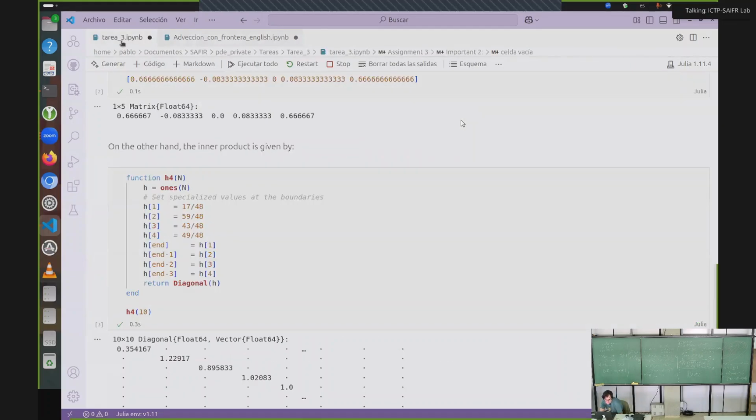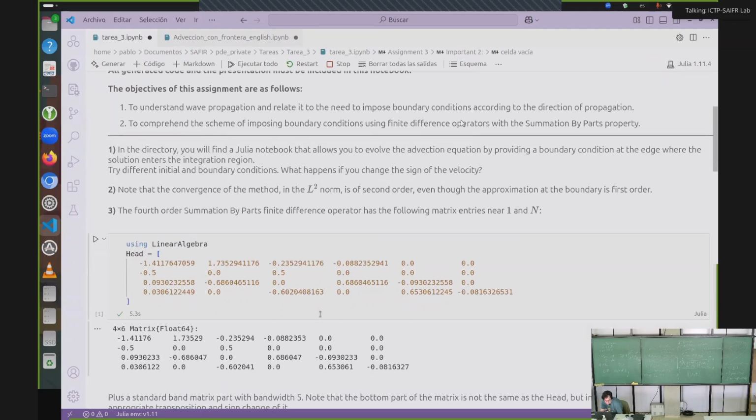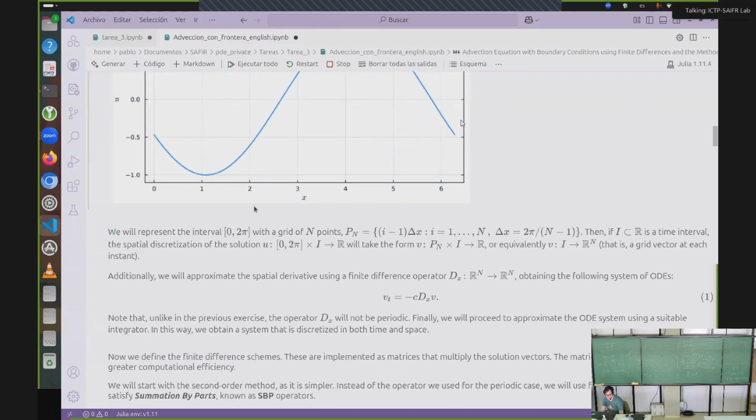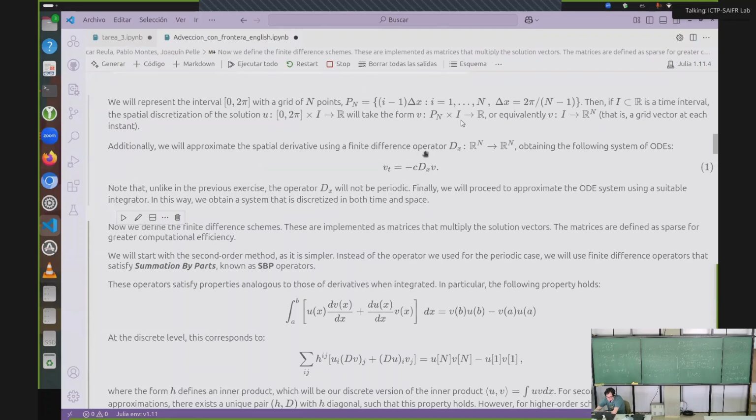So this is the fourth order homework. You will be given the coefficients, so you do not need to calculate them, but you need to actually implement the method, right? So what we want to do is for our operator to satisfy summation by parts.